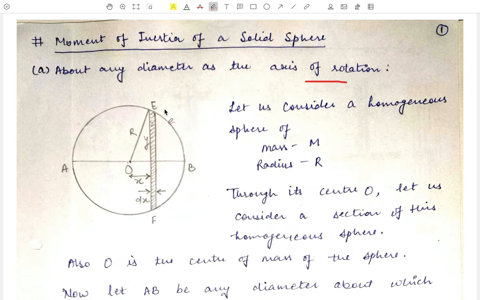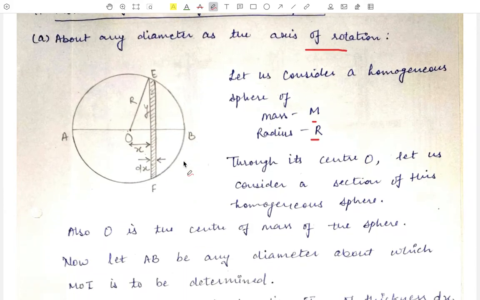Let us consider a homogeneous sphere of mass m and radius r with O as its center of mass as well as the center of the sphere, and also let us consider that AB be its diameter about which we have to find out its moment of inertia.